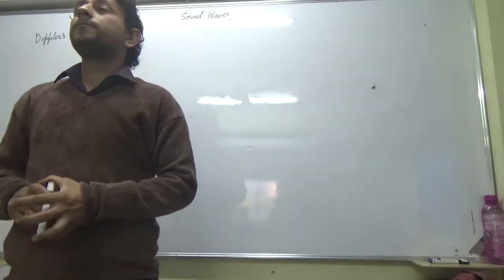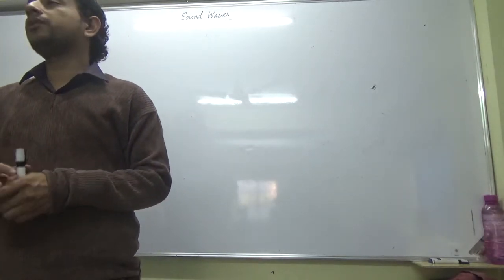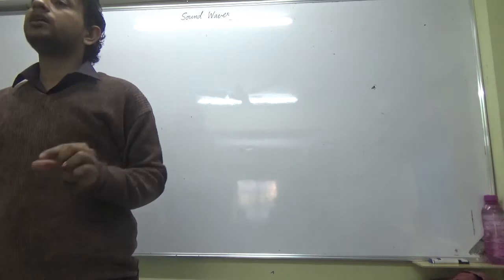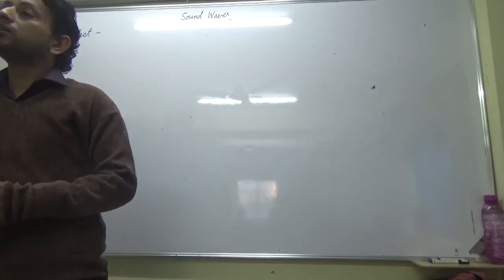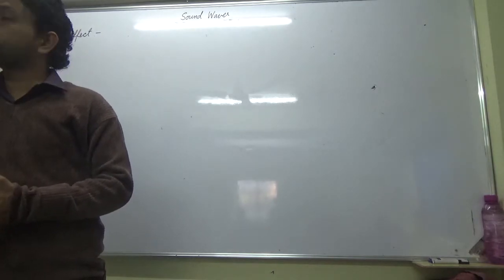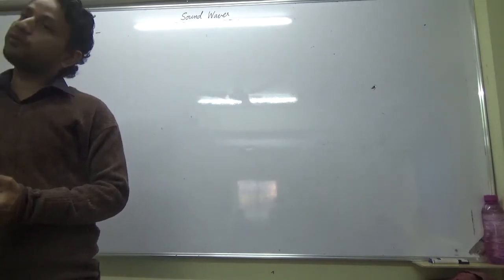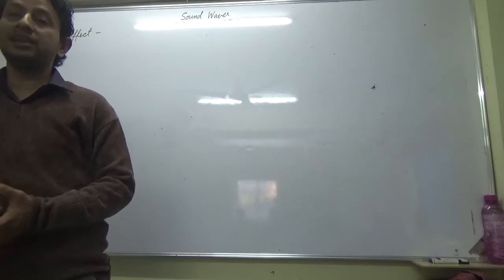Now, first we will see the motion of the observer. We will keep the source stationary and we will see the movement of the observer. And we will try to see what the apparent or observed frequency is, what the emitted frequency is, and what the relation is.